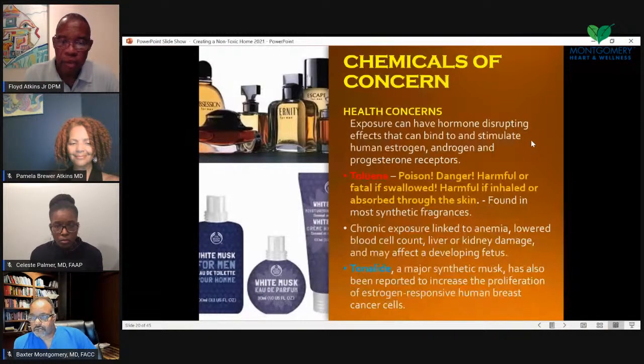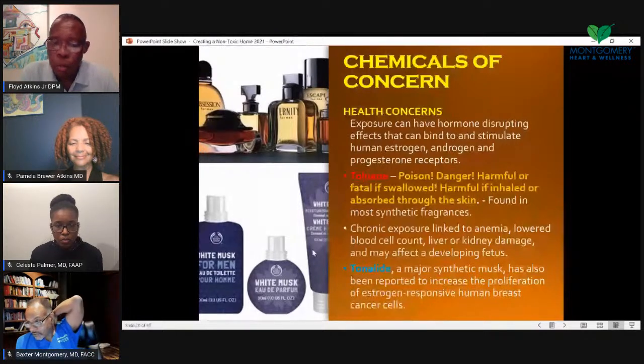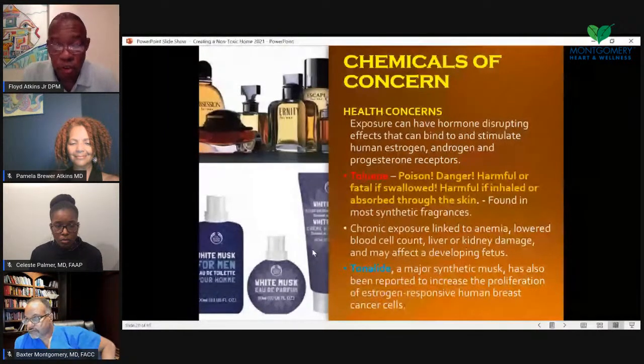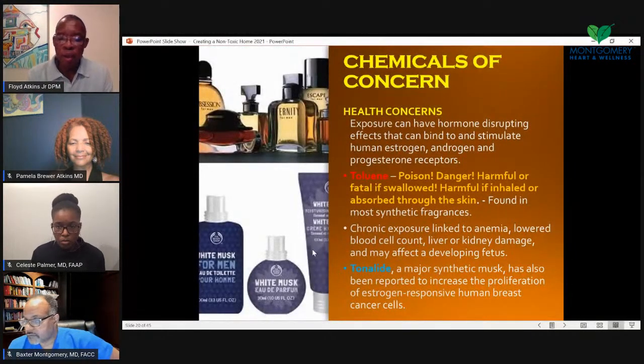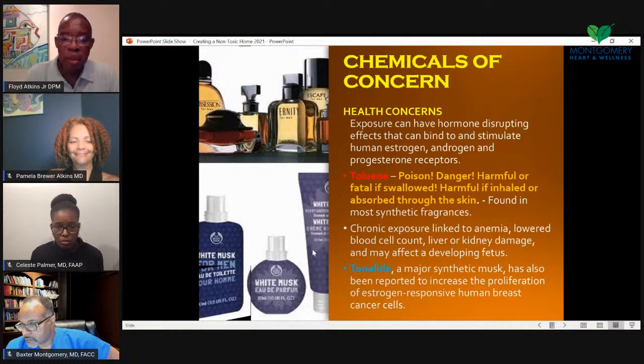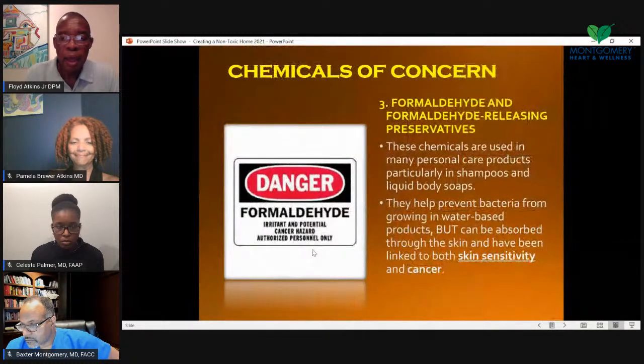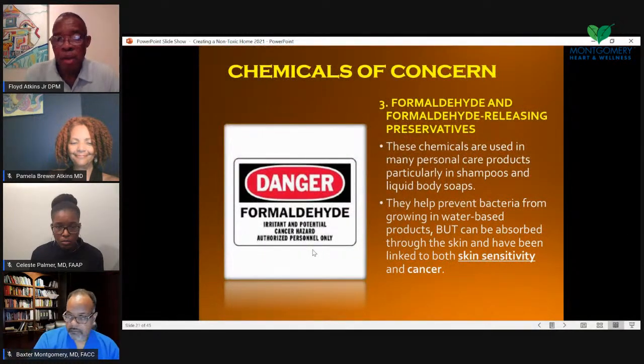It shows here that chronic exposure is linked to low blood cell count and kidney and liver damage, because those are detoxifying organs. They have to detoxify those chemicals out of our body. They also affect reproductive health. We see so many young people today who have difficulty conceiving children, but there are so many toxins in the environment that interfere with hormone balance that it is a hindrance.